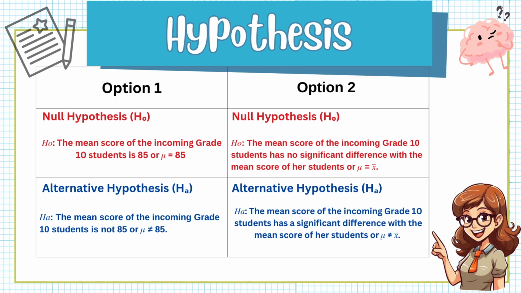The use of the equal sign or the not equal sign should be used when we're going to write the null hypothesis and the alternative hypothesis. As we wrap up today's lesson, I hope you have a clearer understanding of the hypothesis, both the null and alternative hypothesis, and how to apply what we have learned.